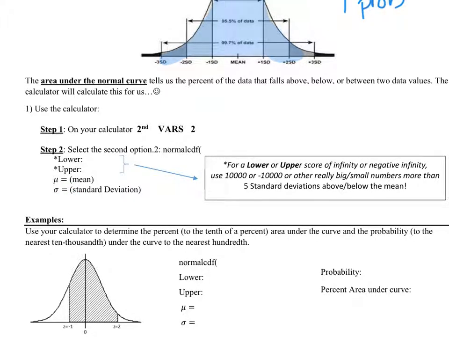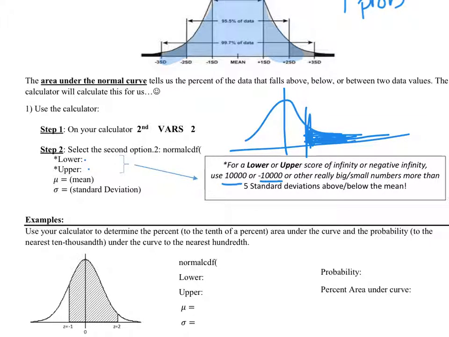So we're going to get to it, but sometimes you have to go forever. So that means if you have this normal curve, and you want to see how many people score higher than you, so you want to know what percent or how many people score above your score, that goes into infinity. So we can't put infinity on there. So what we have to do is put a really high or a really low number, depending on if it's a lower or an upper bound.